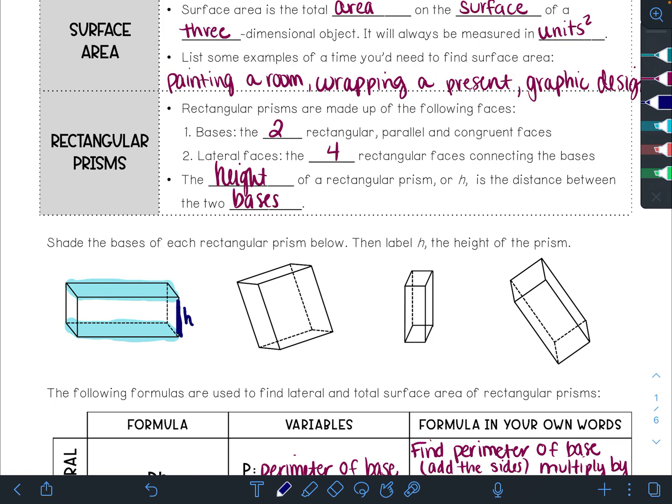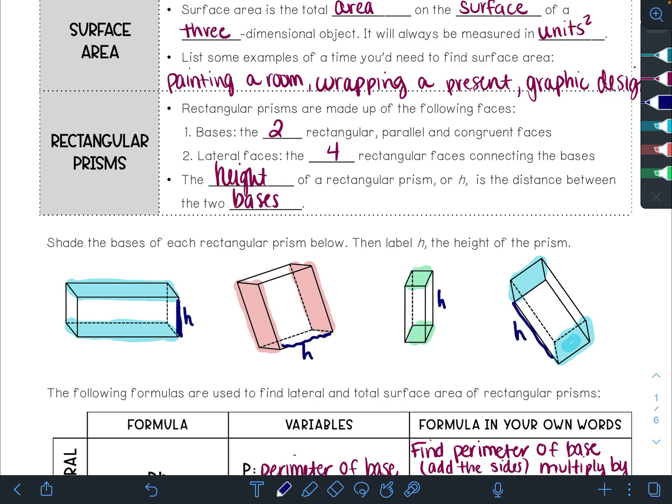Now, if I wanted to say that this was my base right here, and this was my base right here, then the height of my prism would be right there. If I wanted to say that this is my base and this is my base, my height would be this distance right there. And then lastly, if I wanted to identify this is my base and this is my base, then my height would be this distance right here.